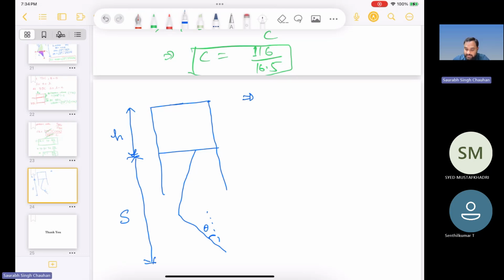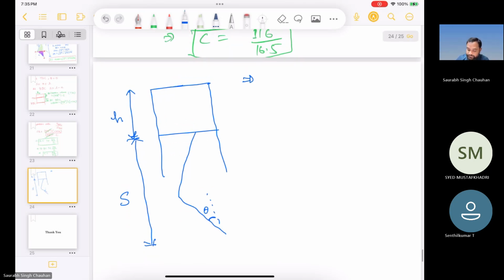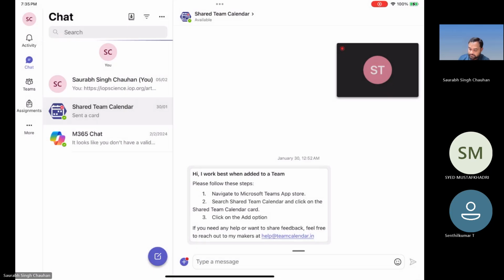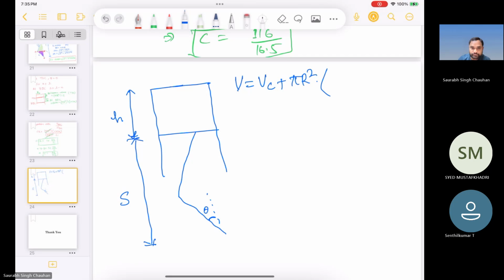So now you can write the volume in terms of these parameters. You have all these parameters. So volume will be clearance volume plus pi r square times (L plus A minus S).